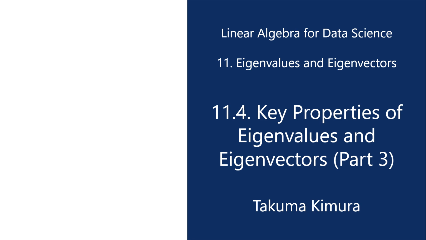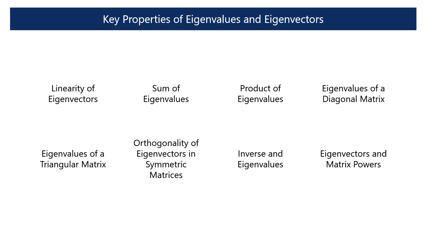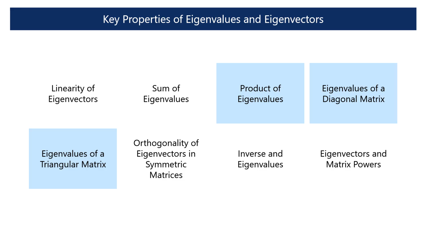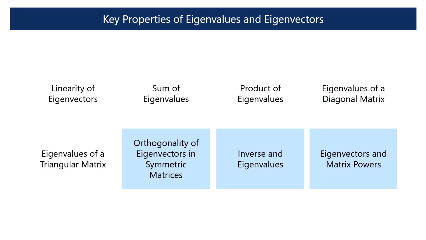Chapter 11, Section 4, Key Properties of Eigenvalues and Eigenvectors. As we saw in the previous section, eigenvalues and eigenvectors have these key properties. This section will cover these three properties: orthogonality of eigenvectors in symmetric matrices, inverse and eigenvalues, and eigenvectors and matrix powers.